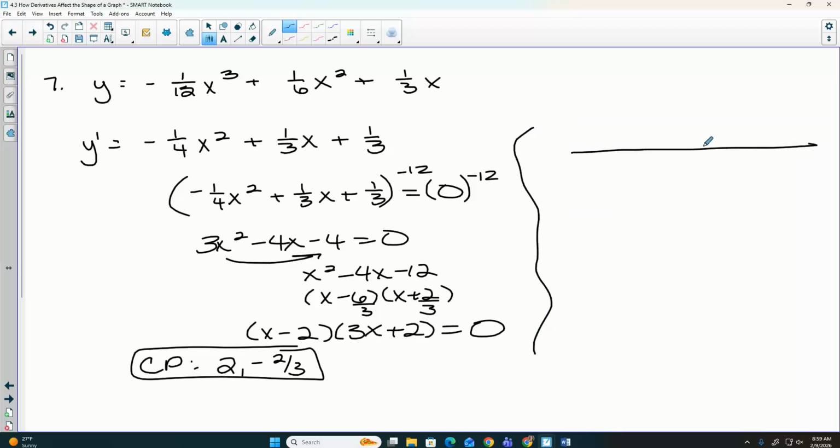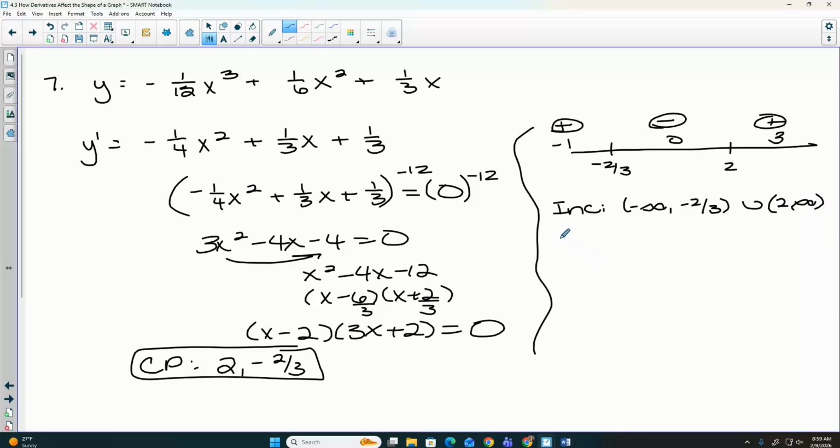So if we make our sign line, we have a negative 2/3, positive 2, test points. If you put in a negative 1, you get a negative times a negative, which is positive. 0 gives us negative times positive, which is negative. 3 gives positive times positive, which is positive. So we know it's increasing where this is positive, decreasing where it's negative. So it's increasing from negative infinity to negative 2/3 and 2 to infinity. Decreasing between the negative 2/3 and 2.